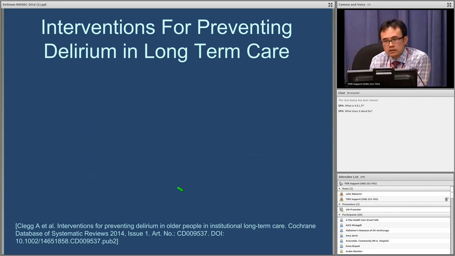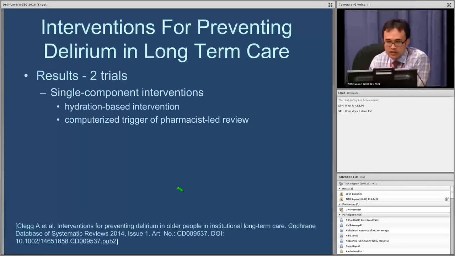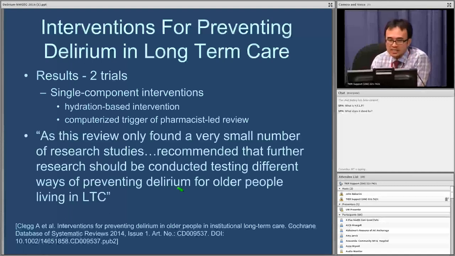So what about interventions preventing delirium in the long-term care setting? Because that's where I also practice. And sadly enough, there's only two trials, can you believe that, that have been shown to really look at delirium. And so this was a Cochrane database review of interventions in preventing delirium in the long-term care setting.